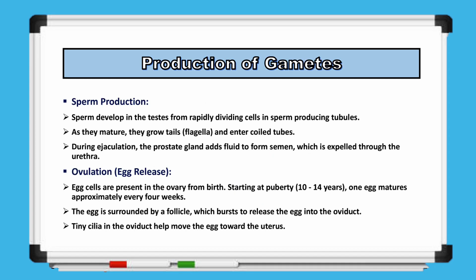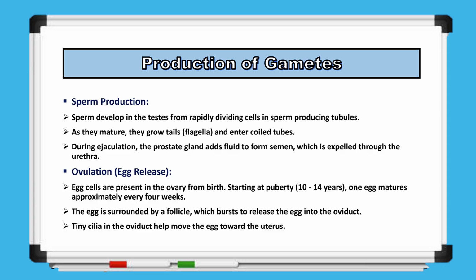In males, sperm production takes place in the testes. Sperm cells develop from rapidly dividing cells located in the sperm-producing tubules of the testes. As these cells mature, they develop tails called flagella, which help them move. The sperm then pass into coiled tubes where they continue to mature and are stored. During ejaculation, the prostate gland adds fluid to the sperm to form semen, and this mixture is then released from the body through the urethra.